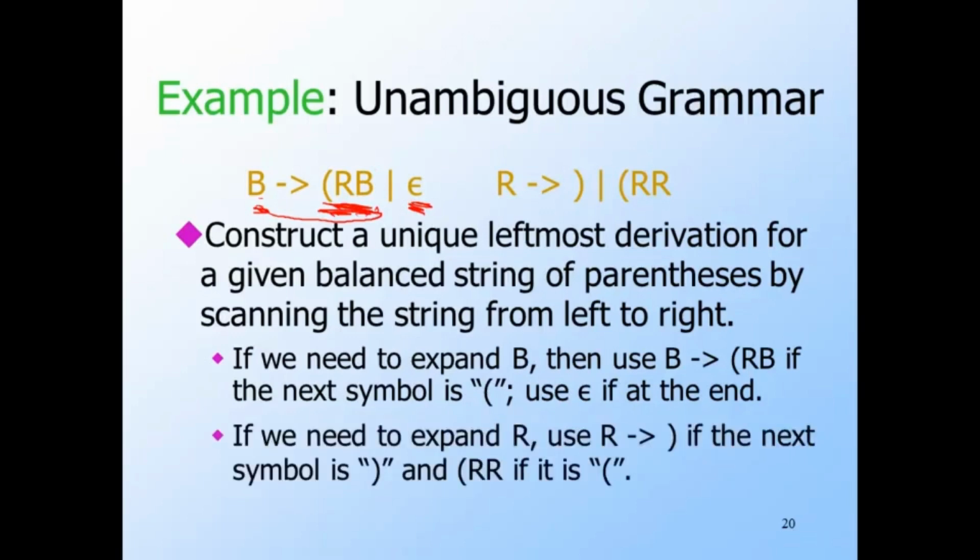If r is the leftmost variable, then the next input symbol forces us to use one of the two r productions. That is, if the next input symbol is right paren, you must use r goes to right paren. That's here. And if the next input is a left paren, you must use r goes to left paren followed by two rights. There's never an option, or the left sentential form we are deriving can never match the input string.